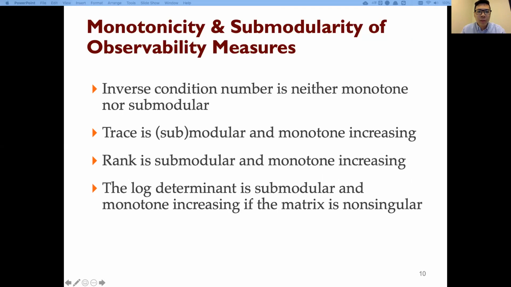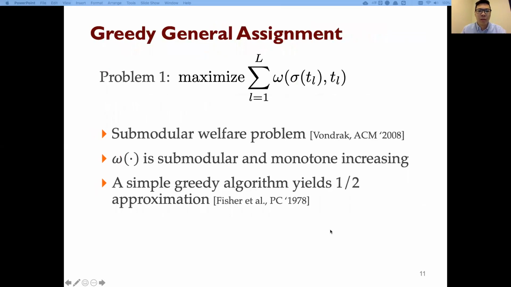So for the observability measures that are submodular and monotone increasing, we study problem 1, where we assign a set of sensors with a variable size to each target. This problem is also called the submodular welfare problem in the literature. And for monotone and submodular objectives, a greedy algorithm can give a half approximation of the optimum. So what if the observability measure is neither monotone nor submodular? For example, the inverse condition number.